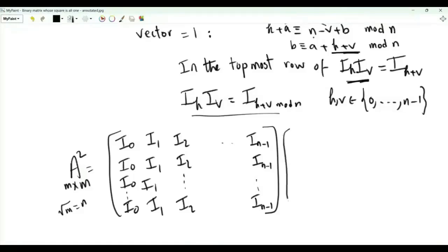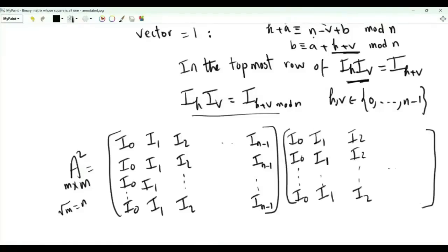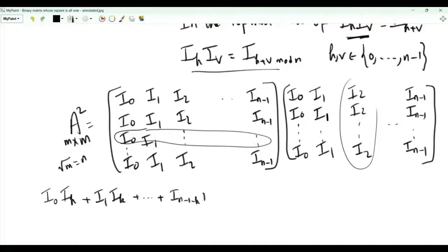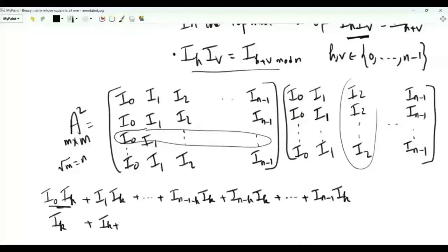The question now is, what about A squared? When we multiply a horizontal block from here by a vertical block, we get I0 I_k, where k can be 0, 1, 2, all the way to n minus 1, plus I1 I_k, plus I_(n minus 1 minus k) I_k, plus I_(n minus k) I_k, plus I_(n minus 1) I_k. According to this result, this is I_k, this is I_(k plus 1), this is I_(n minus 1). n minus k plus k is n, which is 0 modulo n, so this product is the identity of size n by n, that is I0.